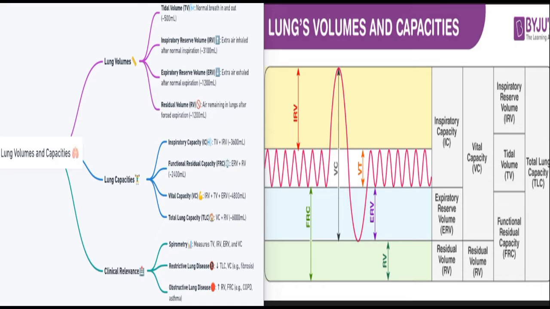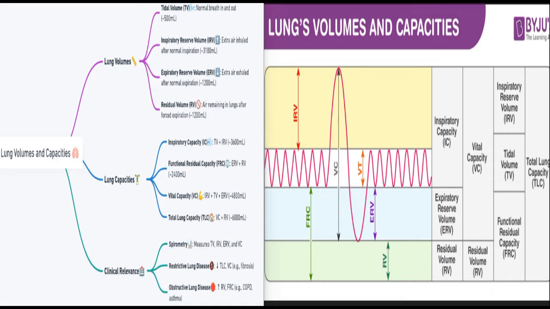Functional residual capacity is the volume of air remaining in the lungs at the end of normal tidal expiration, and it's a combination of the expiratory reserve volume and the residual volume. It represents a balance between the inward recoil of the elastic lungs and the outward recoil of the chest wall. The functional residual capacity cannot be measured by spirometry, and it falls with lying supine, and in obesity, pregnancy, intra-abdominal tumors, and during anesthesia.